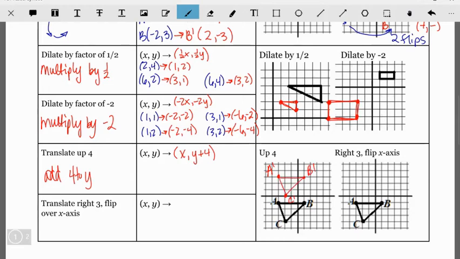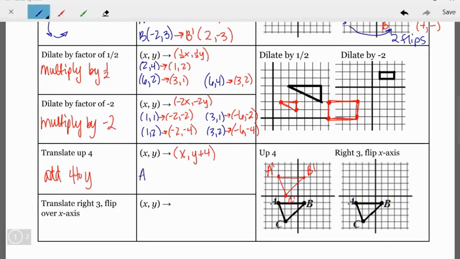So just for one example, let's look at the coordinates on one of our points. So for example, A started out right below at -3, -1, and ended up at -3, 3. So what did we do to the y coordinate? We just added 4.